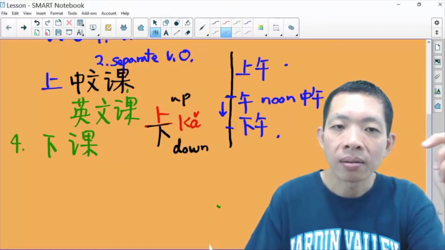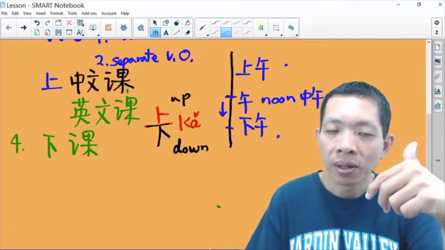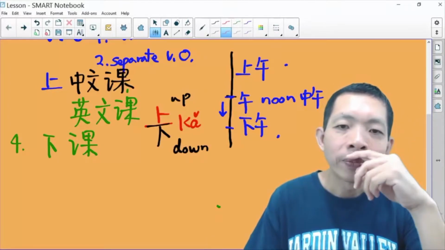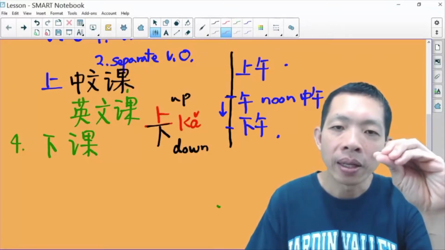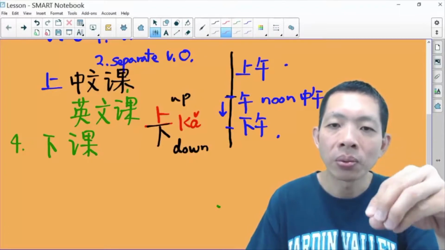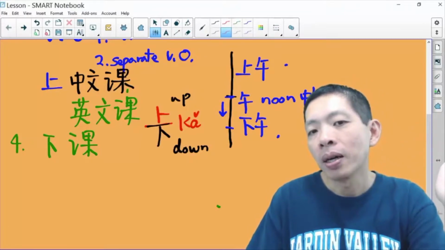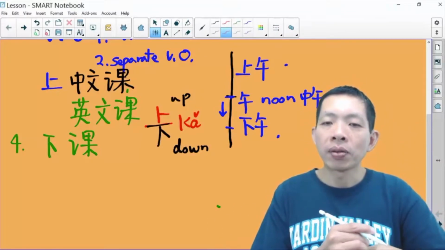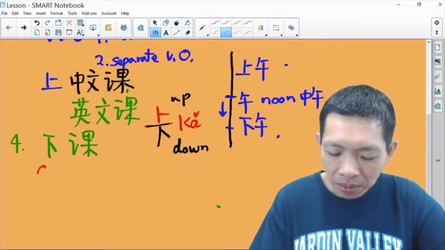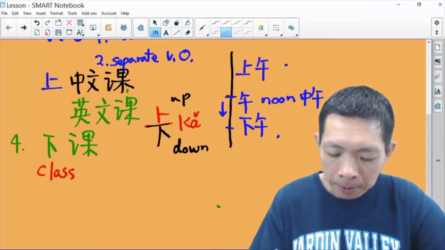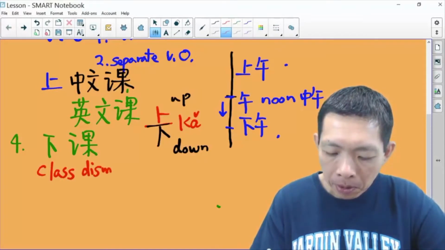That means stuck. You are not going up and not going down. Okay, so that's the character. If you look at the characters 上午, 下午, this is how we actually categorize it in the afternoon or morning. Okay, so 下课 means class dismissed. Okay, class dismissed. Okay, 下课.